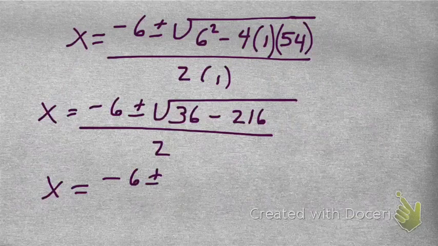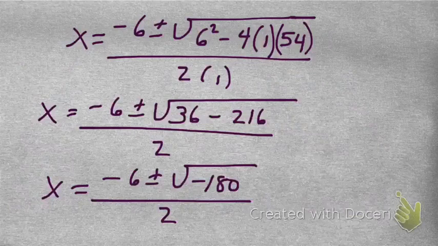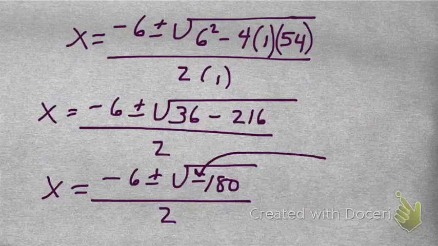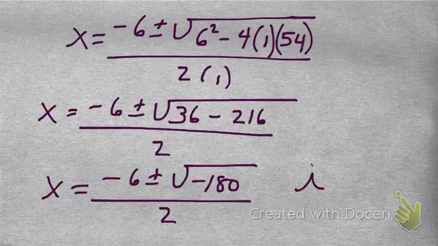Okay, combining like terms, 36 take away 216 is a negative 180, all over 2. Okay, we've come pretty far. Let's work on simplifying this radical. I see that there is a negative inside, so I know what I will be taking out. I will take out the i. But I need to think about the rest, so let's see what we have.